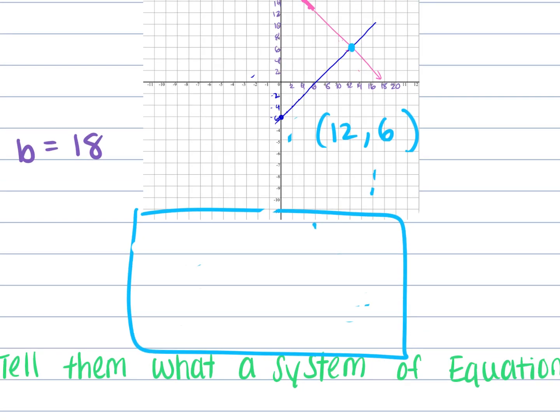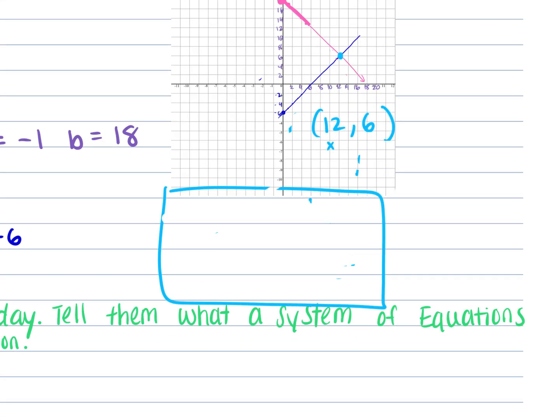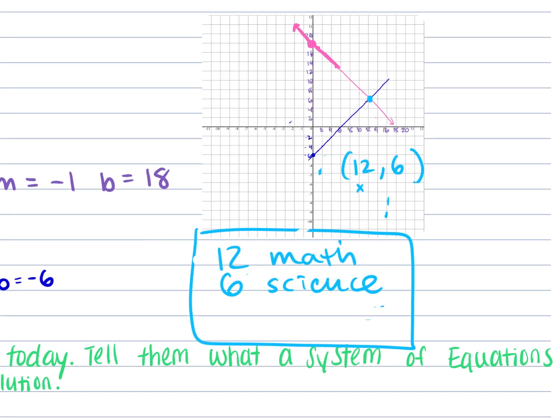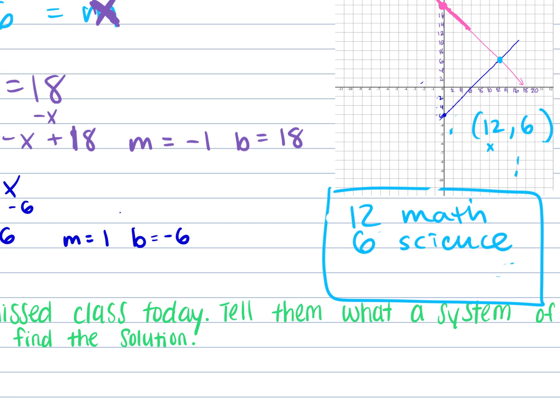So 12 is my x, but what does x stand for? Math. So 12 math and 6 science. Yeah, so we should have just put our graph at negative 6 as my b. I put my b in the wrong spot. Good catch.